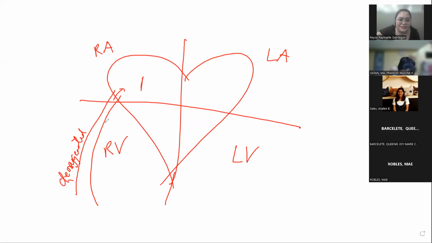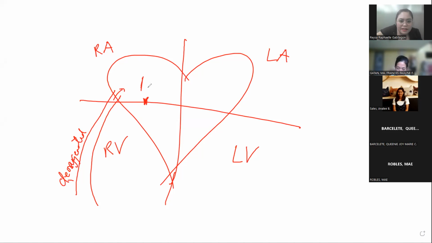Again, from the veins, class, our veins carry the deoxygenated blood and it will enter the right atrium. So this is where we start. And then there is a valve that divides the right side of our heart. So we have the valve here. What is the name of the valve? Tricuspid valve. Okay, the tricuspid valve.